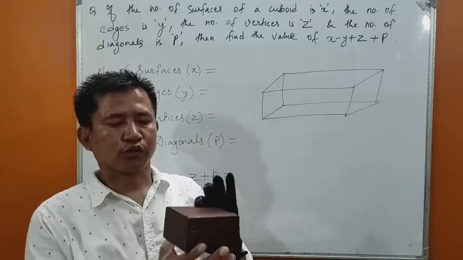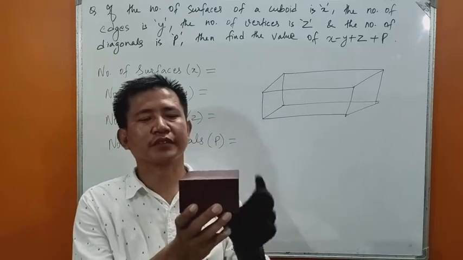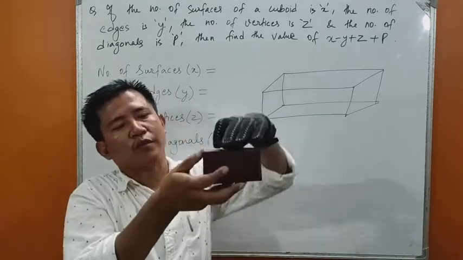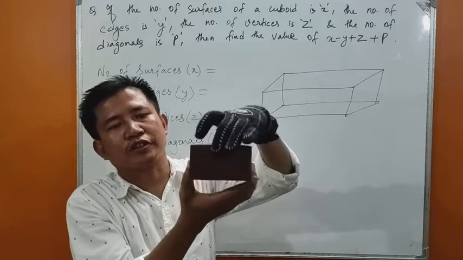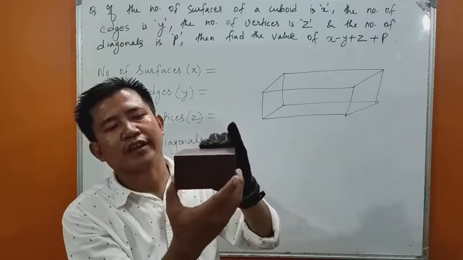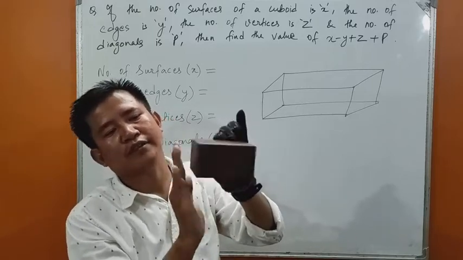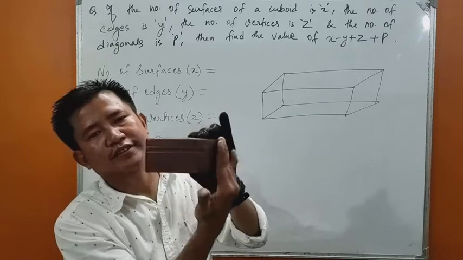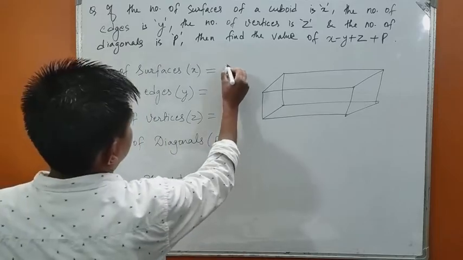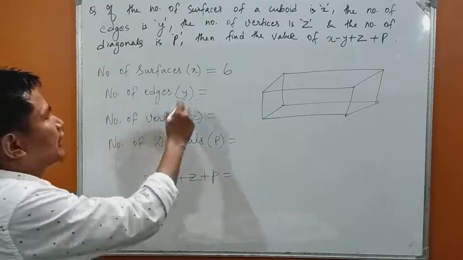First, let us find the number of surfaces. Surfaces means here we see the upper part, one surface, and the lower part, another surface. So 2. Then this surface 3, and just the opposite 4. Here 5, and this 6. There are 6 surfaces. Are you getting me? Yes. So next, the number of edges.